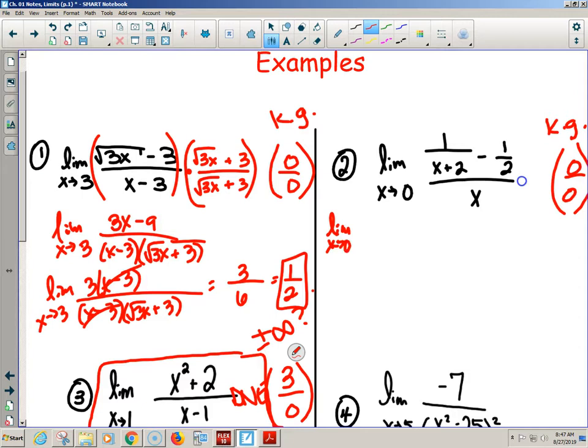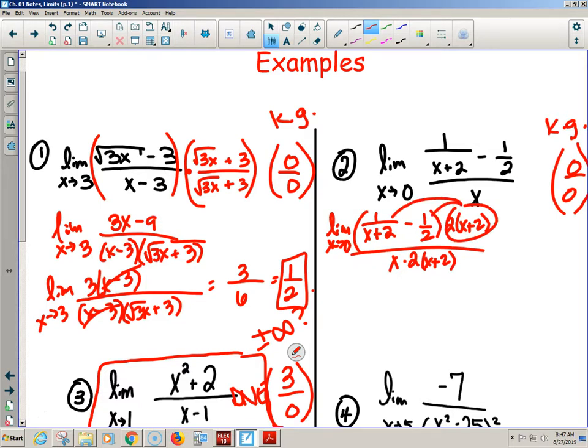How many of you guys did this at the beginning of class? Only a couple? Man, we really got stuck at the beginning. What happens when we distribute? The x plus 2's reduce, what's left? And then the 2's reduce, what's left? But did you put parentheses? And then you have 2x times x plus 2.